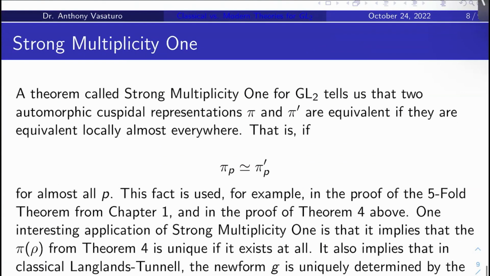I'd like to interject here a remark about strong multiplicity 1 to conclude this video. Strong multiplicity 1 is a theorem for GL2, and it tells me that two automorphic cuspidal representations pi and pi prime are equivalent if they are equivalent locally almost everywhere. What does that mean? That means the local component pi sub p is isomorphic to the local component pi prime sub p for almost all primes p.